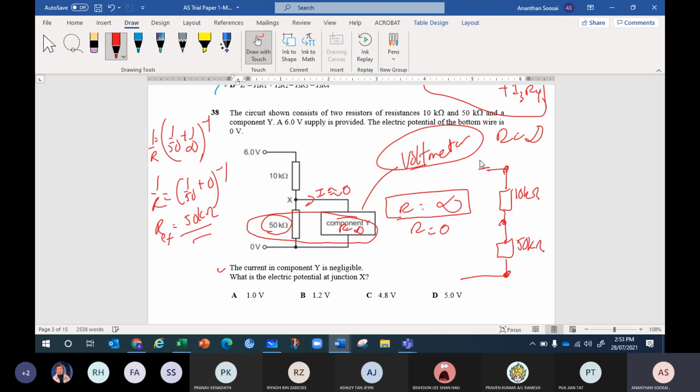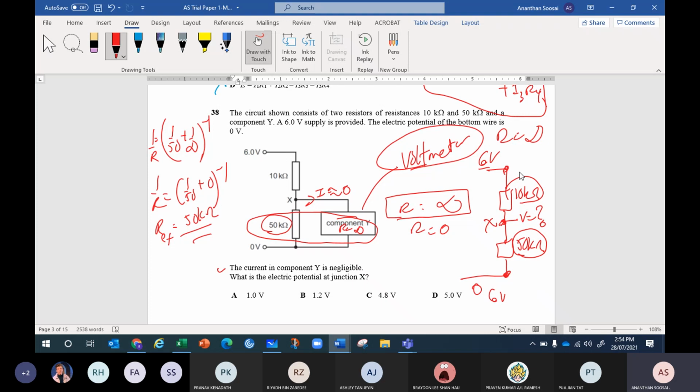So they're asking: up is 6 volt, down is 0 volt. What is the potential at junction X? What is the V here? So the voltage at X is actually the voltage across the 50 kilo ohm. Okay, 50 kilo ohm and 10 kilo ohm take how many volt? What is the potential difference? 6 volt, right? 6 minus 0, 6 volt. 6 volt is shared by who? Shared by 10 kilo ohm and 50 kilo ohm.